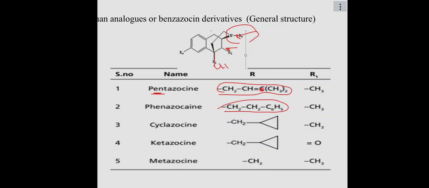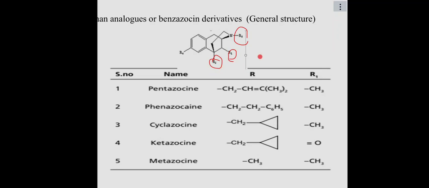And then metazocine is the prototype, and it's again where everything is a methyl group. You have a methyl group there, a methyl group there, and a methyl group there. So methyl, methyl, methyl. And of course, as in all the other compounds, that group there must be a hydroxyl group for maintenance of activity. What I would request you is that you draw these structures out, so that you can understand them better.